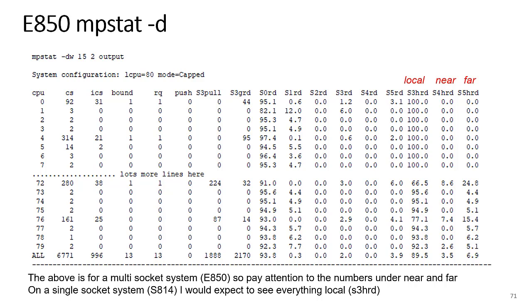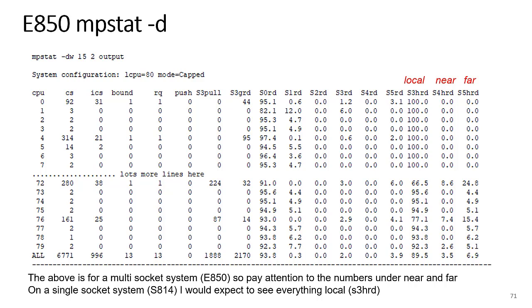You can tell if you've got this problem when you run the mpstat -d. So here we have local, near, and far. What does that mean? Well, when I look at local, that's S3hrd. What that says is that 100% of my memory accesses for that CPU were on the same chip. For near, it means that they're in the same socket. And actually for far, it means the same thing. When it's an E880 or an E980 where it's multi-node, far is actually that it's in the other node. And there's a significant millisecond latency impact of doing that.